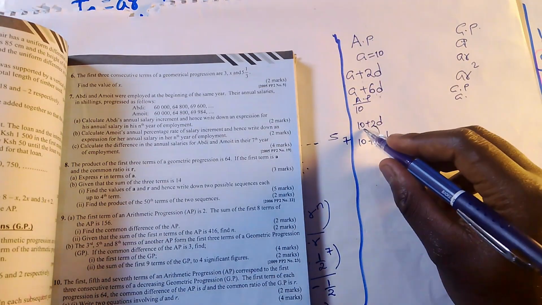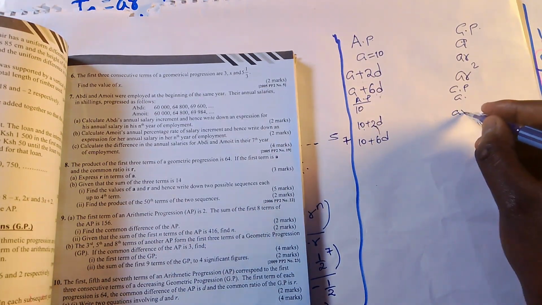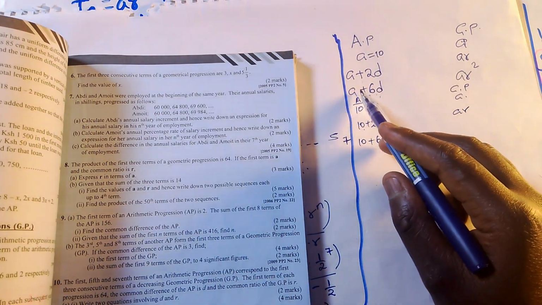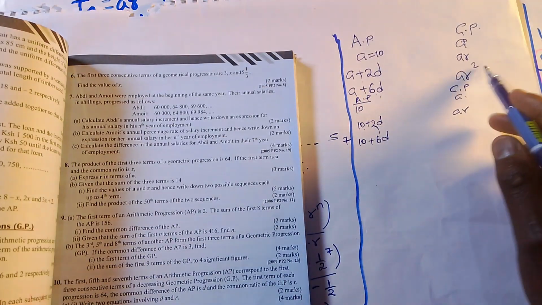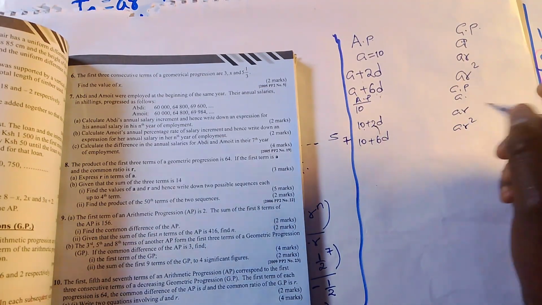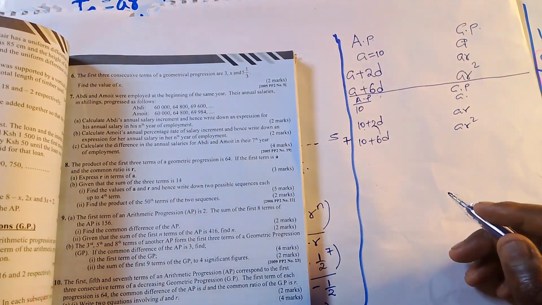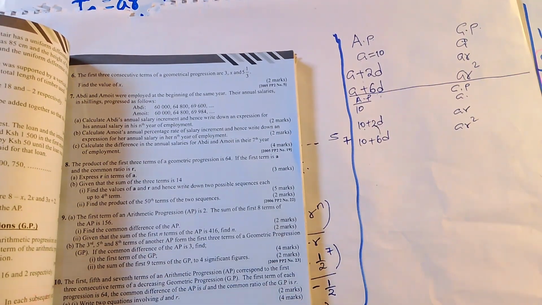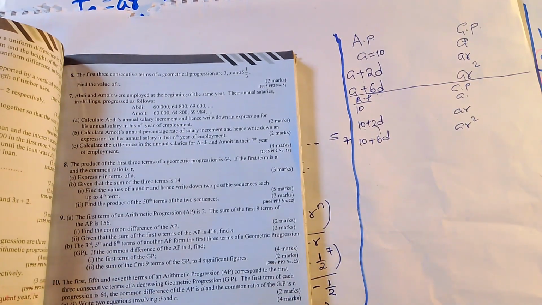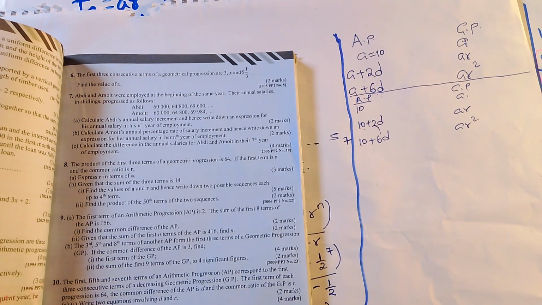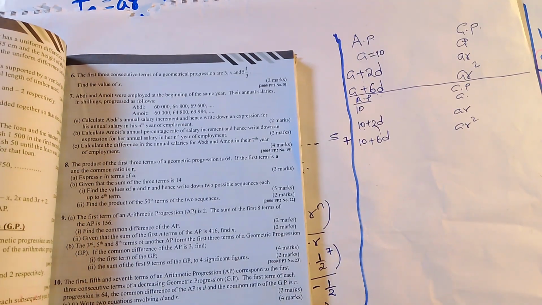The second one is 10 plus 2D, and the other is AR squared. So they are arranged like that. Our question says: if the first term of the arithmetic progression is 10, find the common difference of the arithmetic progression.